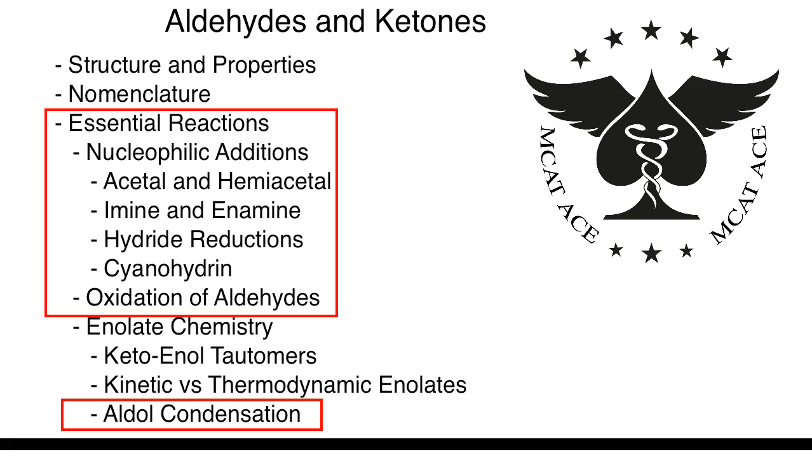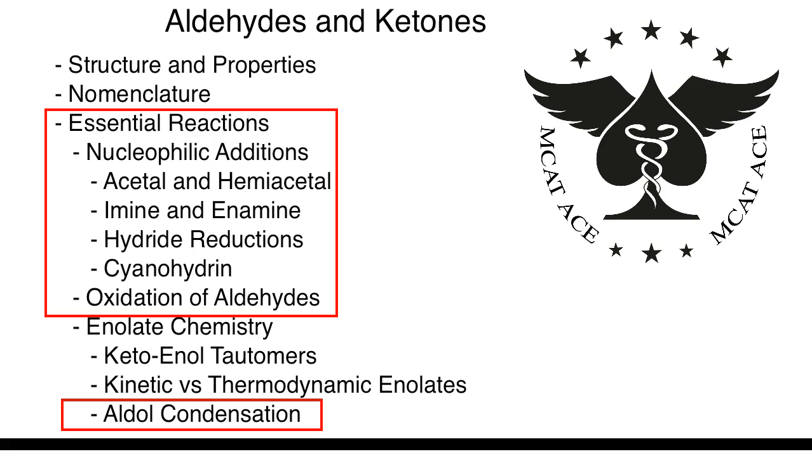So what I've highlighted in red here is what we really want to take a look at today, and that's going to be reactions. So the reactions that we are concerned with are primarily nucleophilic additions. You can see in the list here that it states we have the acetal and hemiacetal formation, the imine and enamine formation, hydride reductions, and cyanohydrin additions. Now, outside of that is also oxidation of aldehydes. Ketones cannot be oxidized. They are already as oxidized as they're going to get. However, aldehydes can be upgraded in terms of their oxidation into carboxylic acids. So we'll take a brief look at that.